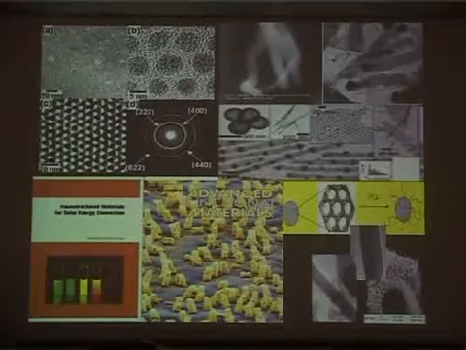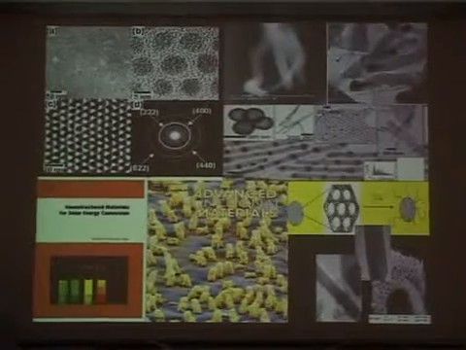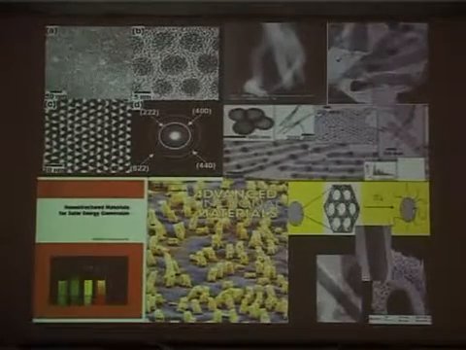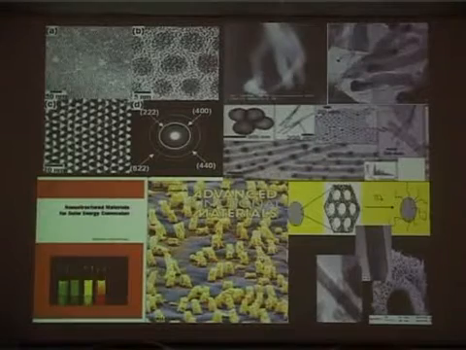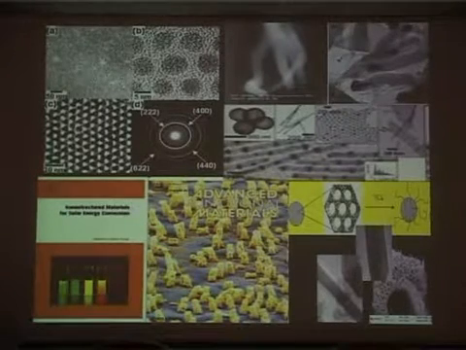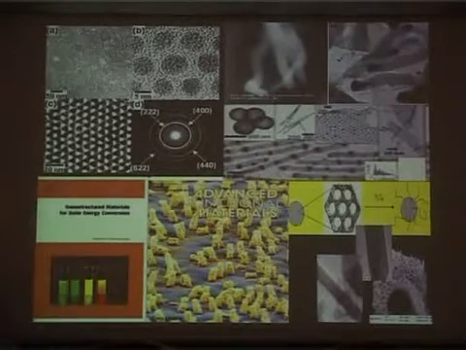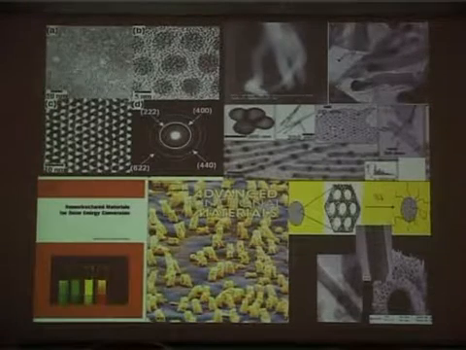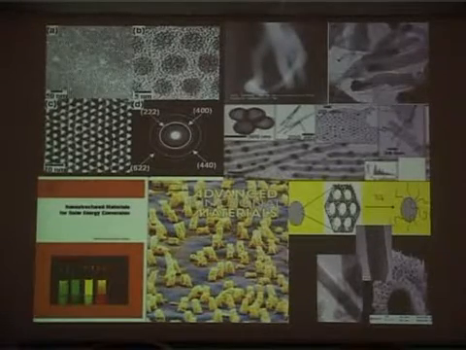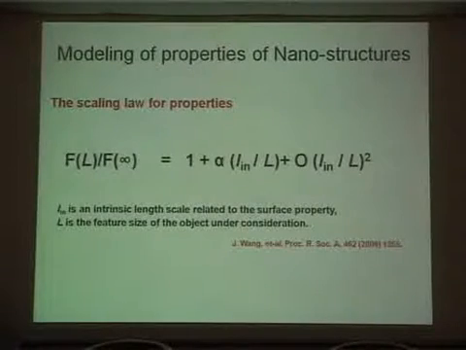And I have done some experiments to validate my predictions and my set of laws, not only in carbon nanotubes but also in different materials. Those are observed by different researchers and myself. So let us see the modeling of properties of nanostructures.